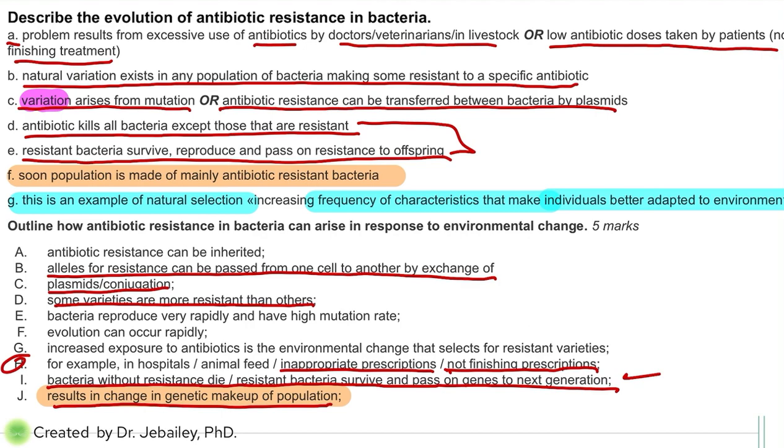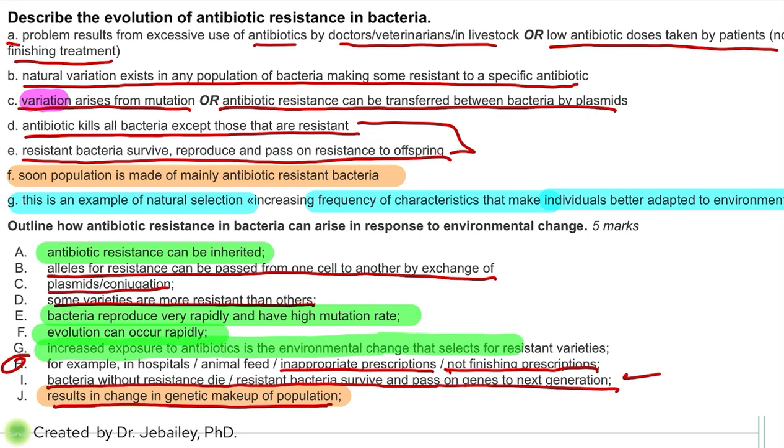So what you can see here is that some of the ones at the bottom do not appear. It doesn't say anything about antibiotic resistance can be inherited. It did not say bacteria reproduce very rapidly and have a high mutation rate. It doesn't say evolution can occur rapidly. Increased exposure to antibiotics in the environment is the environment change that selects for resistance.